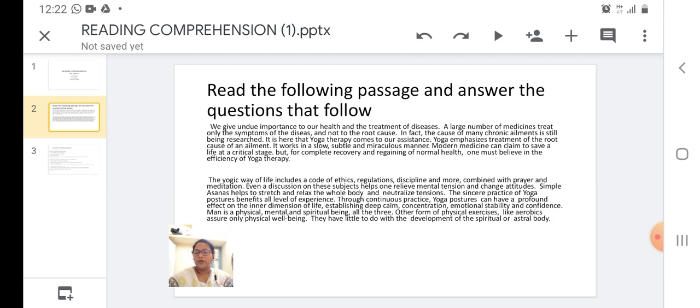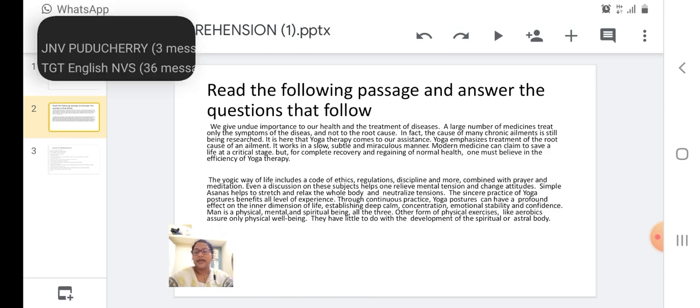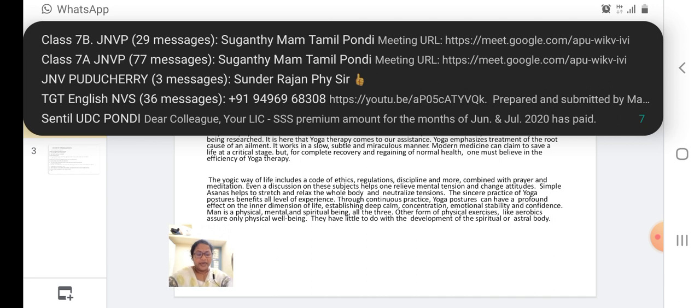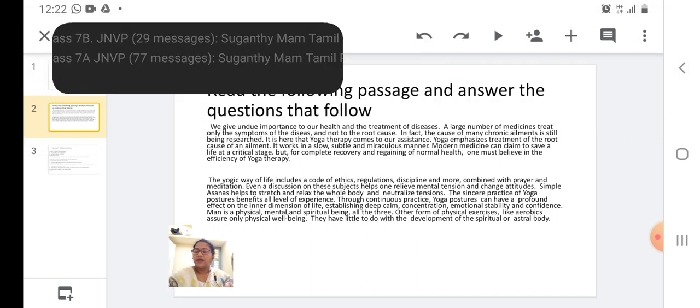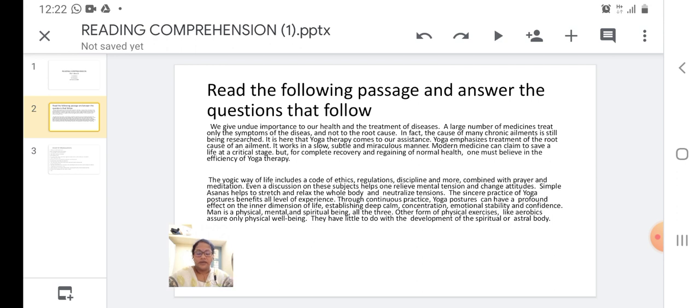How does yoga therapy work? See, the sincere practice of yoga postures benefits all levels of experience through continuous practice. Yoga postures can have a profound effect on the inner dimension of life. If you want to write more, you can write more. You can also write that yoga postures have a profound effect on the inner dimensions of life. You will never lose your marks, but you will always gain.